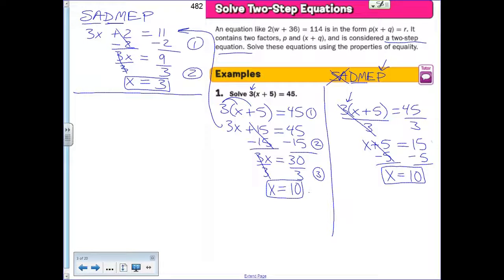Notice we got the same answer as when we used the distributive property. This is not going to get you a different answer. It's going to get you the same answer. It's just going to get it for you in fewer steps. Look, the first step we did was to divide by 3. The second step we did was to subtract 5 on both sides. So only 2 steps instead of 3. So it is a faster, quicker way to the same answer.